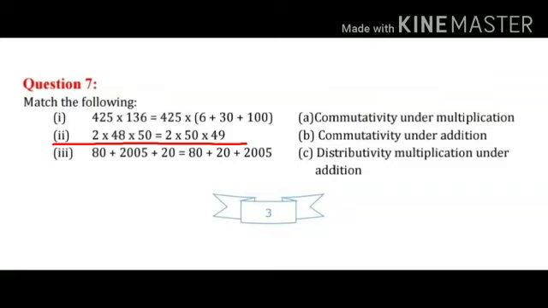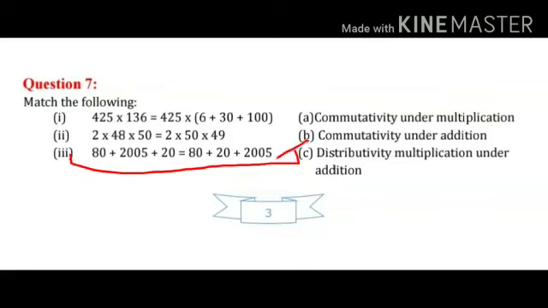And why do we use this property? Because if we first multiply 2 into 50, we get 100, and then we multiply by 49. It is very easy compared to first multiplying 2 into 48 and then 50. So here we have commutative under multiplication. Next we have 80 plus 2005 plus 20 equals 80 plus 20 plus 2005. Here we also swap the digits, but there is an addition sign. So its property is commutative under addition.